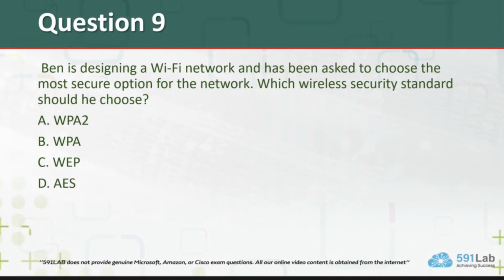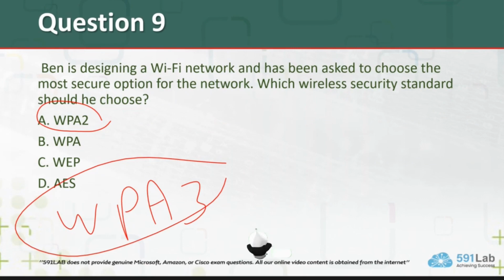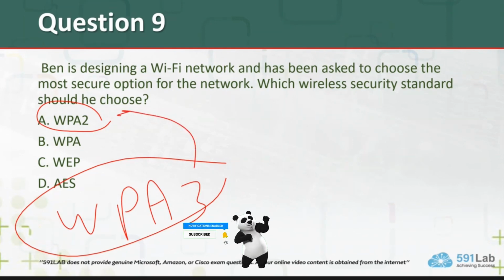So as you can imagine, of course, WPA2 is a replacement of WPA and does not suffer from the same security issues. Why is WPA2 still not secure? We have nowadays WPA3, which is the latest release, which is the most secure in Wi-Fi networks. But from the answers we have here, the best answer, of course, is WPA2. This is the correct answer. AES is used in WPA2, but it's not specifically a wireless security standard.